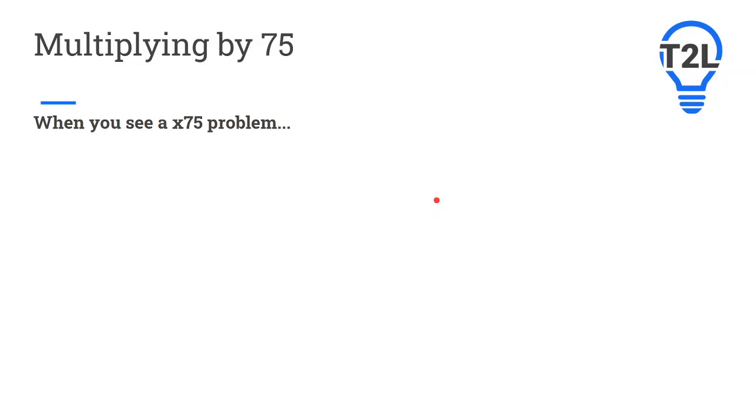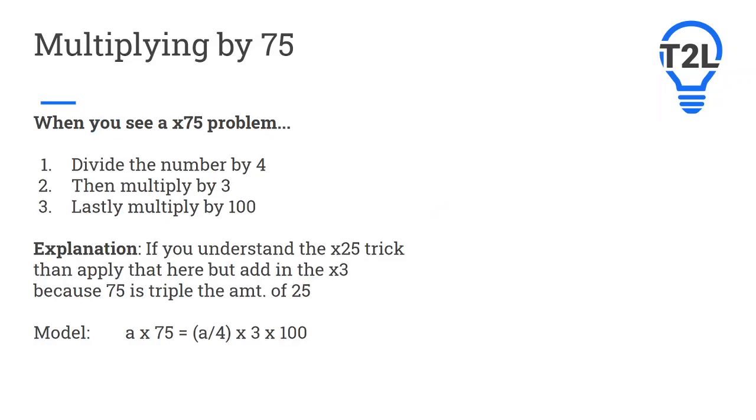Alright, so now multiplying by 75. They're basically the same, but it has one more extra step in between. First, you start off by dividing the number by 4, and then instead of going straight to multiplying by 100, you multiply by 3 first. This is because multiplying by 75 is 3 times 25, and since you understand the 25 one, all you need to do is add that multiply by 3 in.